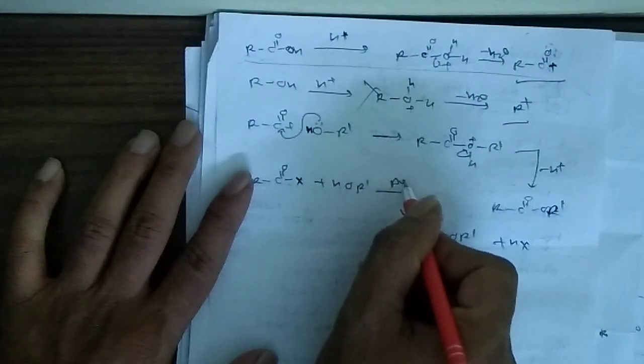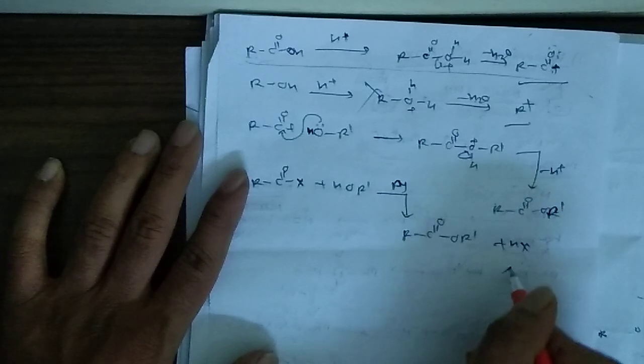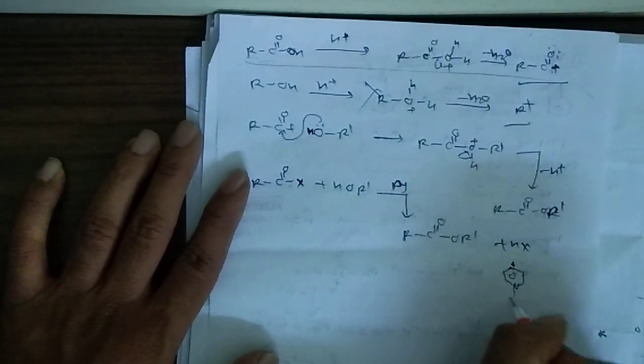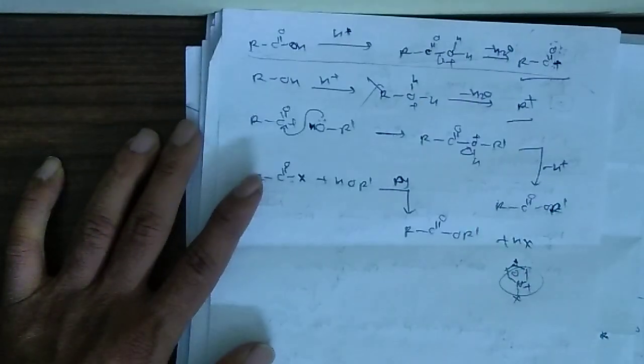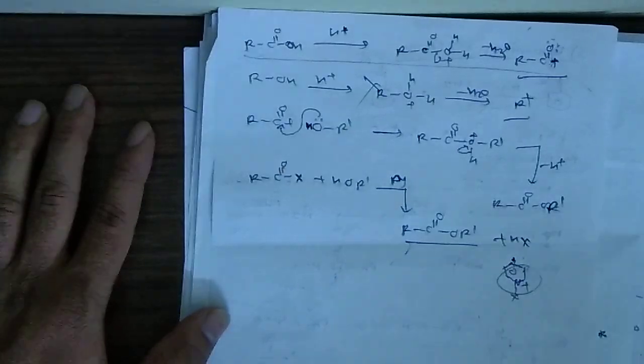So here pyridine is used, because pyridine consumes that acid. So what is formed here is the pyridinium salt. Sorry, here N, here X. This pyridinium will be a salt and the acidic medium is neutralized, so this is stable.